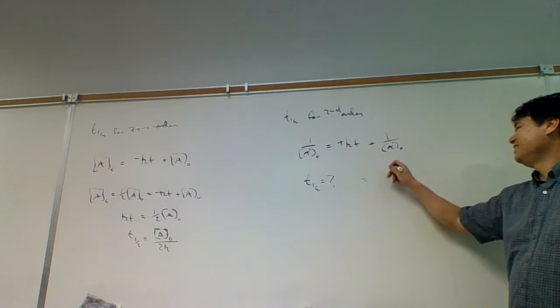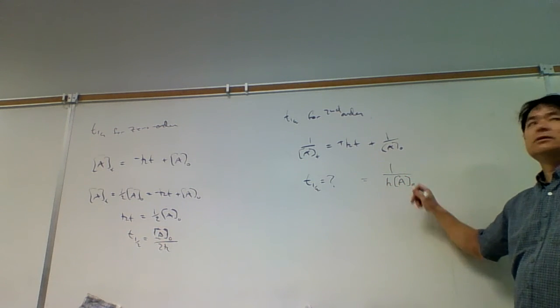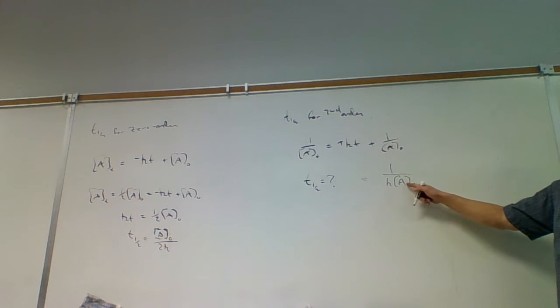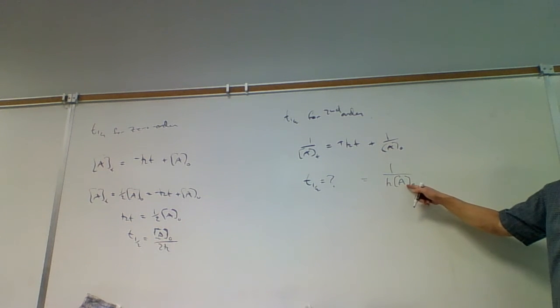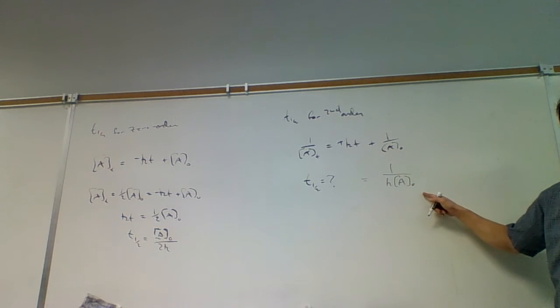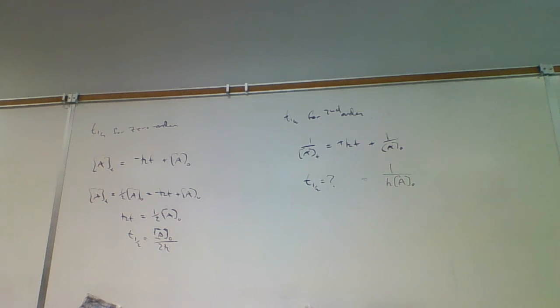Well, I get that T1/2 is equal to 1 over kA0. Is that what you guys get? Okay. And that means if you cut the concentration in half, it's going to be 1/2 in the denominator, which is going to double the half-life. So each time you cut the concentration in half, the half-life doubles. All right, we'll move on to this one.